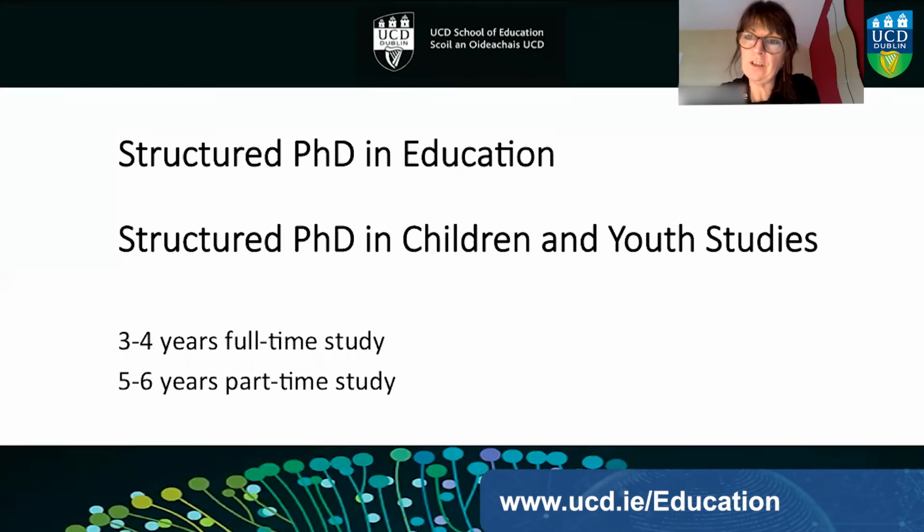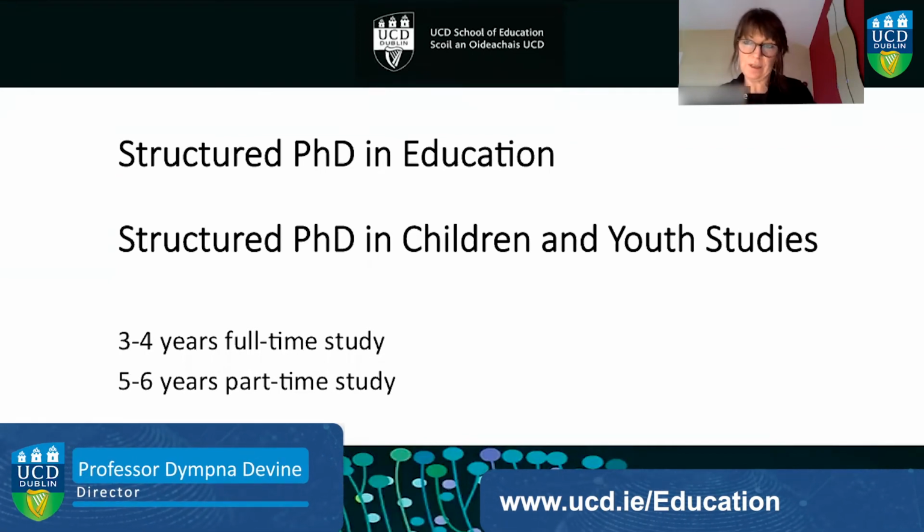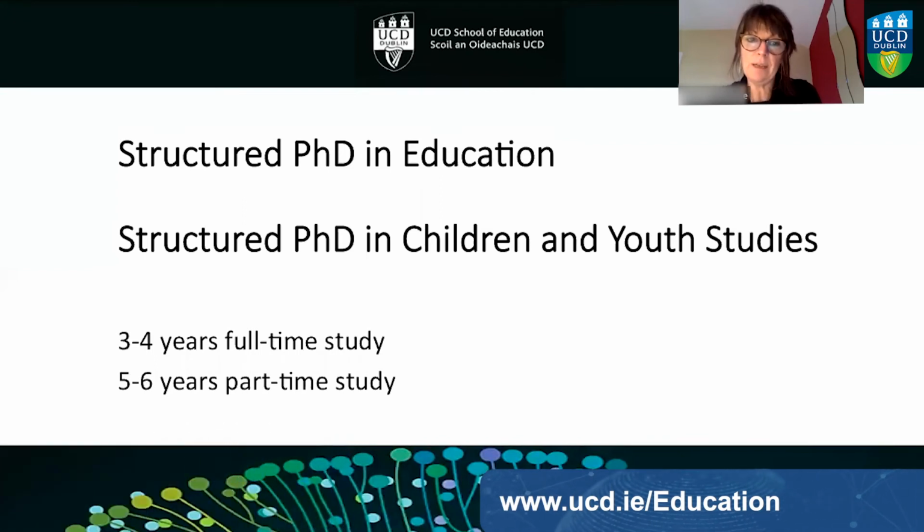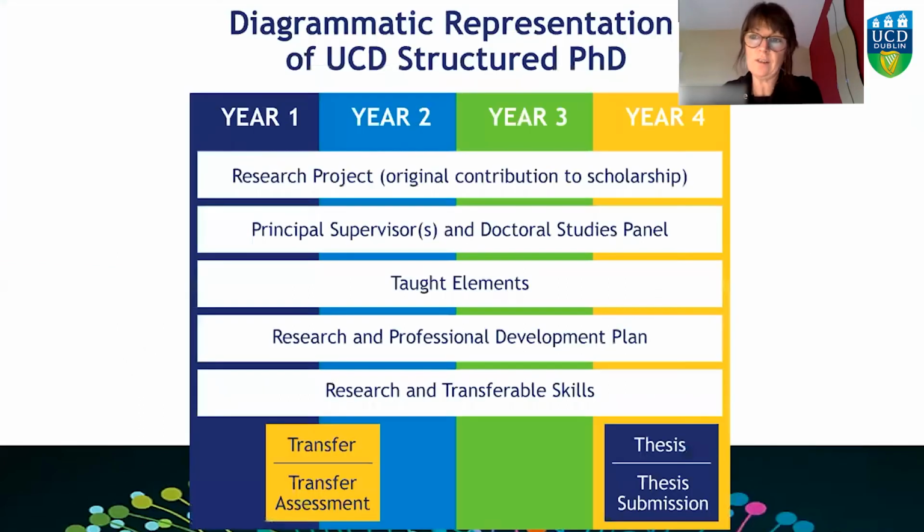We have two PhD programs in the School of Education, and of course the school is predominantly a graduate school, with the structured PhD in Education and the structured PhD in Children and Youth Studies. Both programs follow a similar structure, and you can complete them in 3 to 4 years of full-time study, or you can choose to do it in 5 to 6 years of part-time study. That's especially suitable for professionals who are working in the field, for example of education, who want to combine their advanced research studies with their full-time roles as teachers, for example, or professionals working across the education sector.